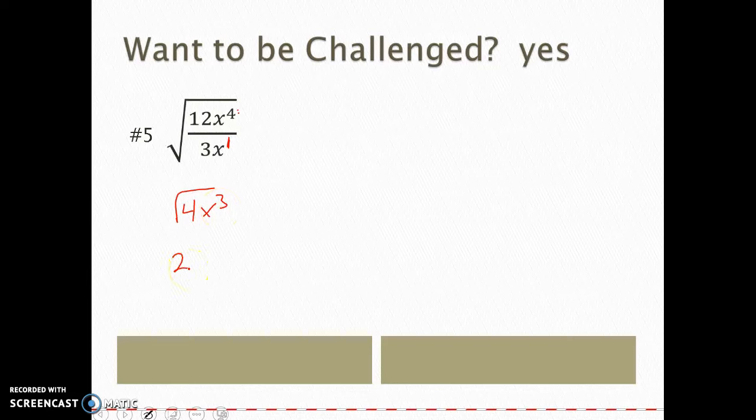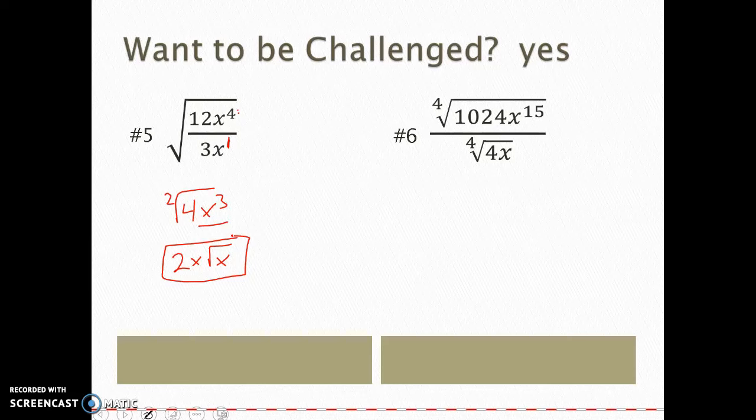And I have 3 x's here, but I'm taking them out in groups of 2. So I get one pair of x's that's on the outside. And then I have 1 x left over. And so I'm going to have 2x times the square root of x. And from this point forward, we're just going to assume that all variables are positive, so we won't have to worry about the absolute value bars. Let's take a look at number 6.